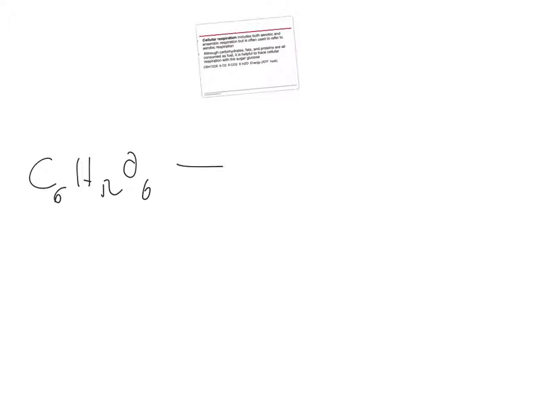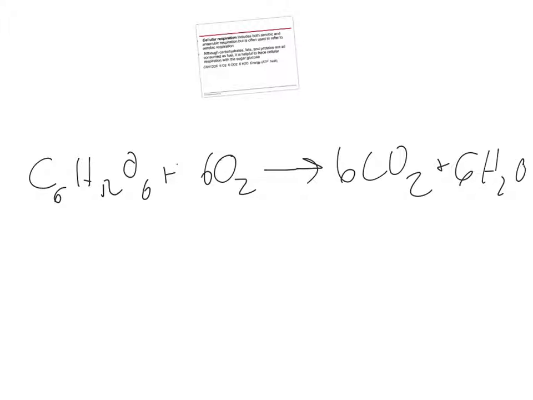The overall equation for cellular respiration: C6H12O6, broken down in the presence of oxygen. So plus 6O2 yields 6CO2 plus 6H2O plus ATP and heat. Okay? Roughly between 30 and 34 ATP in this process.